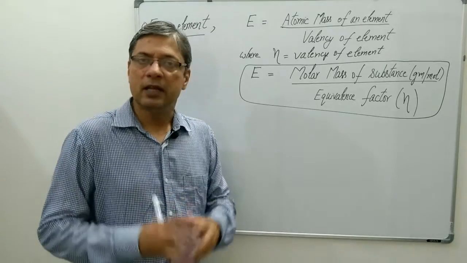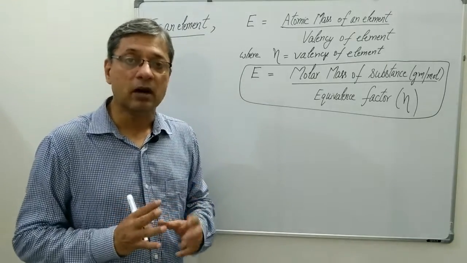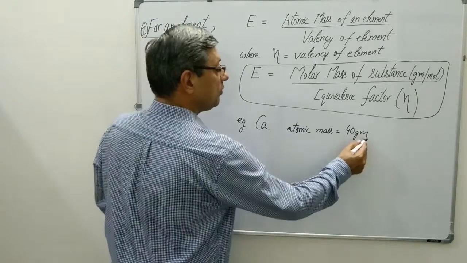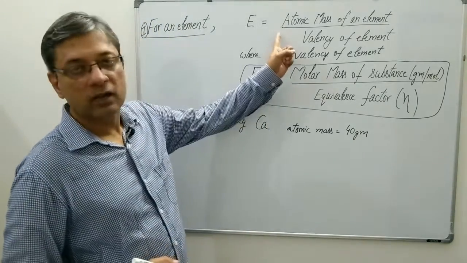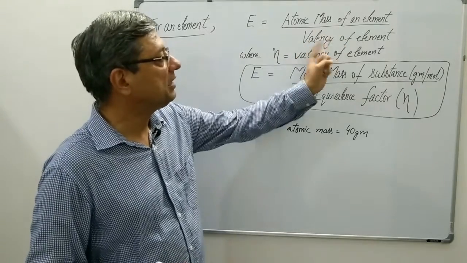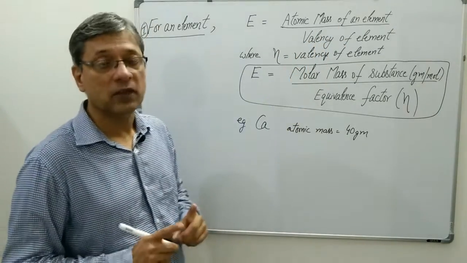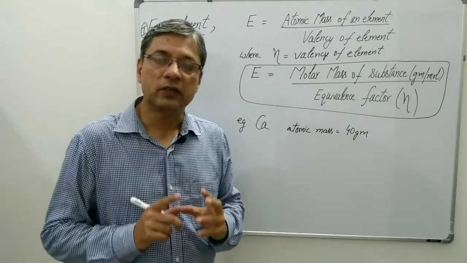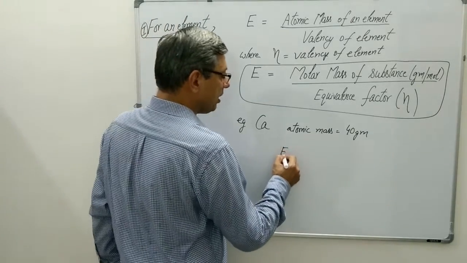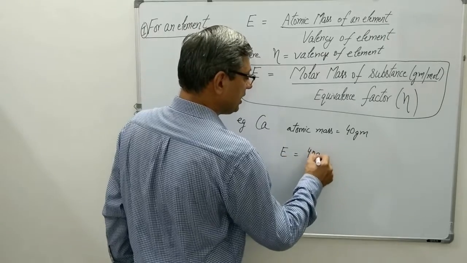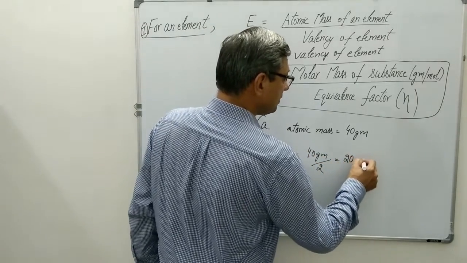For example, take the case of calcium. Calcium has an atomic mass of 40 grams. For calculating the equivalent mass of calcium, we will be using the formula atomic mass of element upon valency of element. Here the equivalence factor is the valency of the element. The valency of calcium is 2. So the equivalent mass will be equal to 40 grams upon 2, and that comes out to be 20 grams.